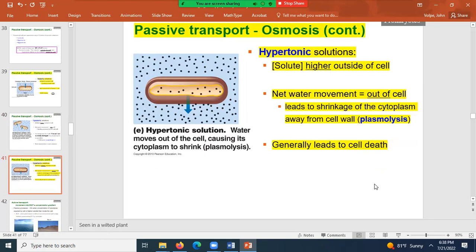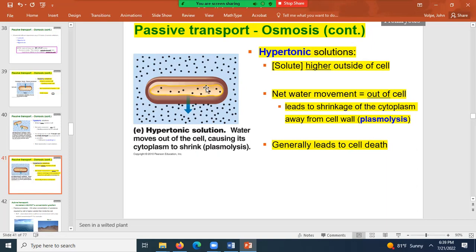A hypertonic solution is when the concentration of the solute molecules outside the cell is greater outside the cell than inside the cell. When this happens, there's a net movement of water from inside the cell to outside the cell. So water will leave the cell.